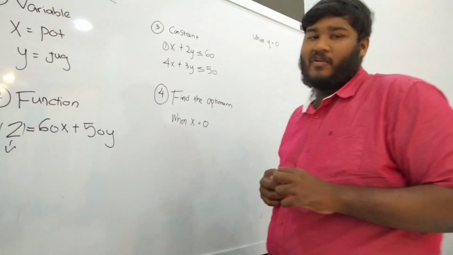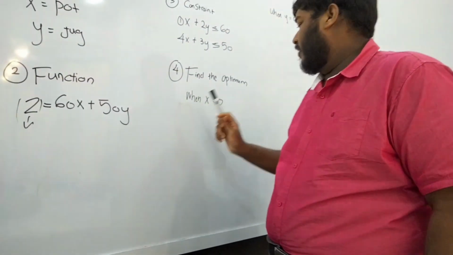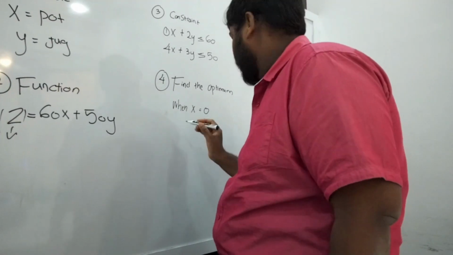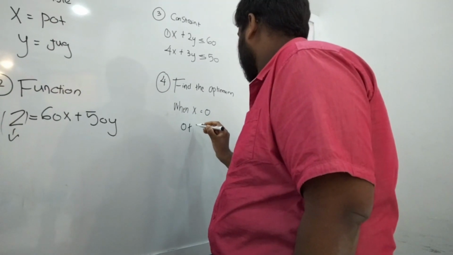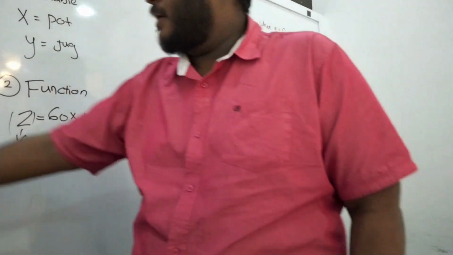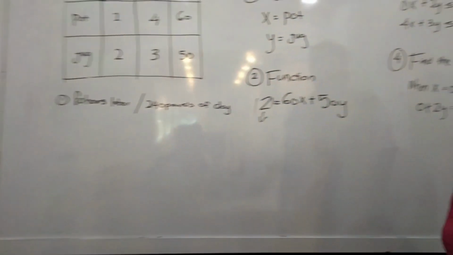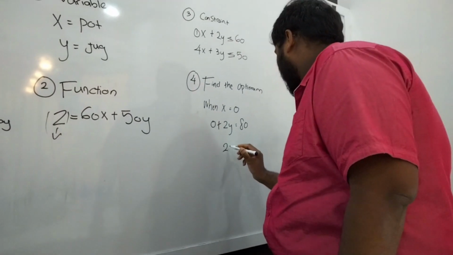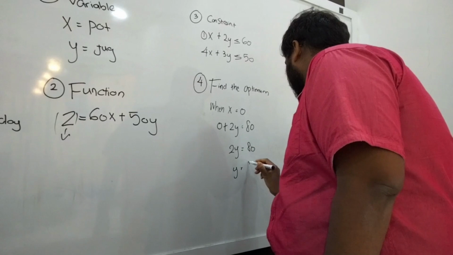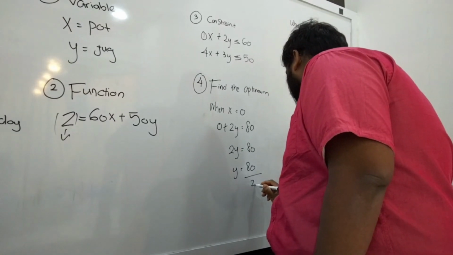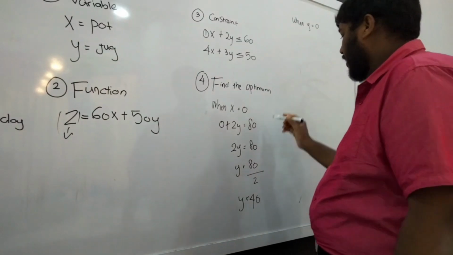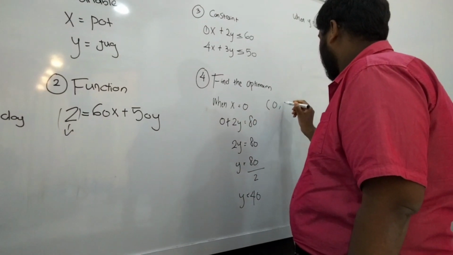The fourth one is find the optimum. When x equals 0, the calculation is 0 plus 2y equals 80. 80 is the 80 hours of labor. 2y equals 80, y equals 80 divided by 2. So y is 40. The coordinate for this is 0, 40.